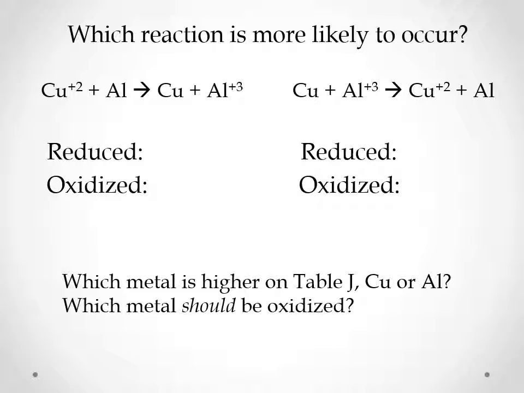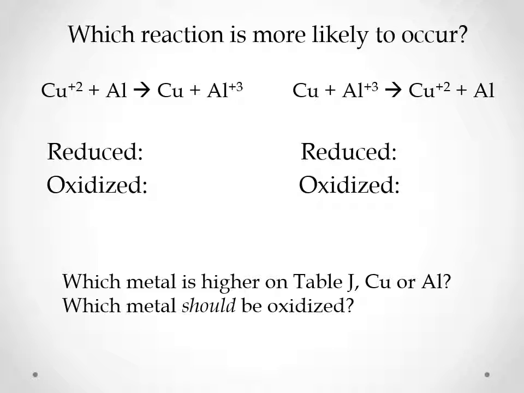So for this, we want to see which reaction is most likely to happen. Either copper +2 reacting with Al0 to make copper 0 and Al +3, or copper 0 and Al +3 reacting to make copper +2 and Al0. And for this, we need to go to table J and just first see which is higher, Cu or Al. That'll tell us what we should expect to see.